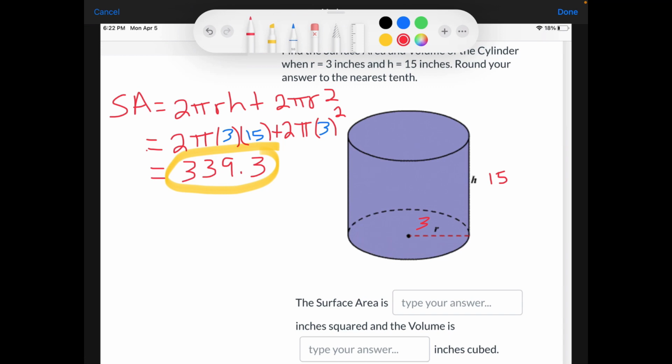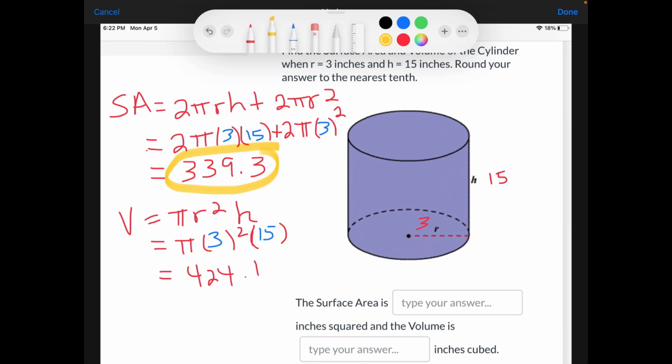Now we do the volume. Remember, volume is always the area of the base times the height. The shape of the base is a circle, so it would be pi r squared. That's the area of the base, times your height. We know what your r is, so we're just going to replace that with 3, and your height is 15. You put that in a calculator, and you're going to get 424.1. Just remember, I'm rounding to the nearest tenth.